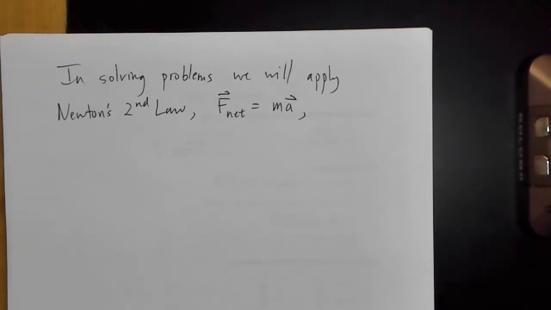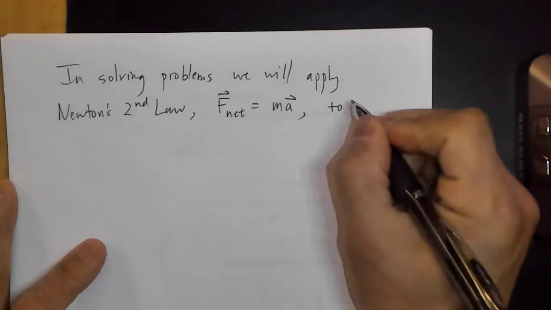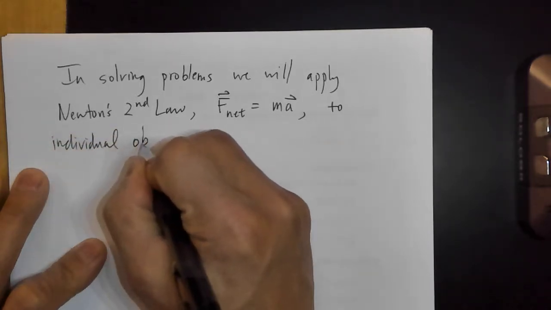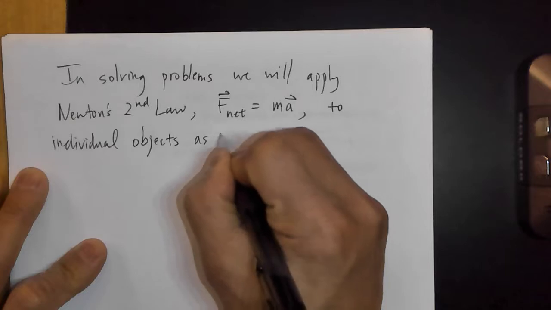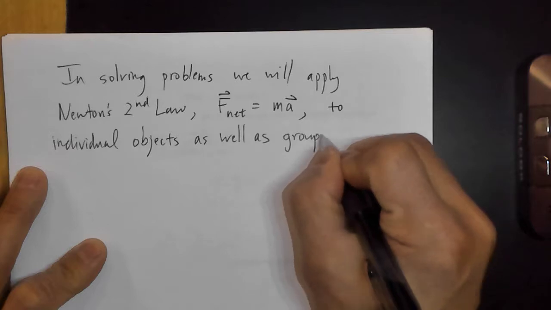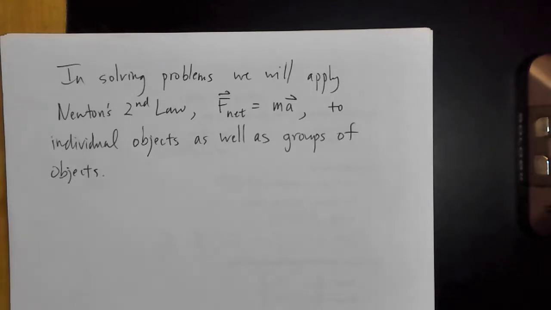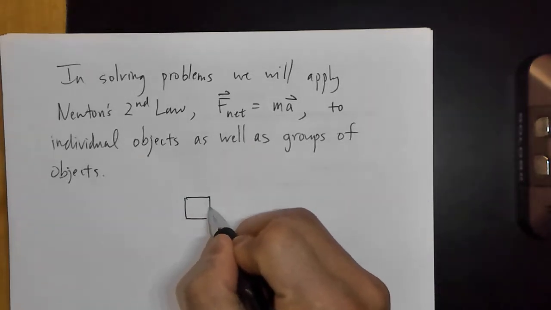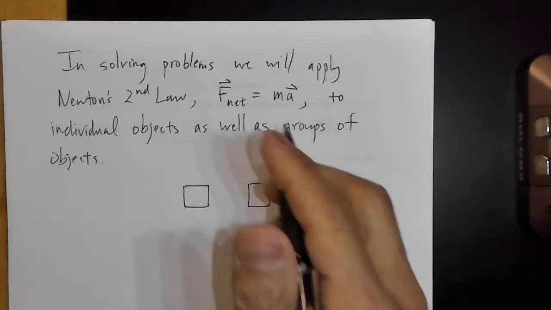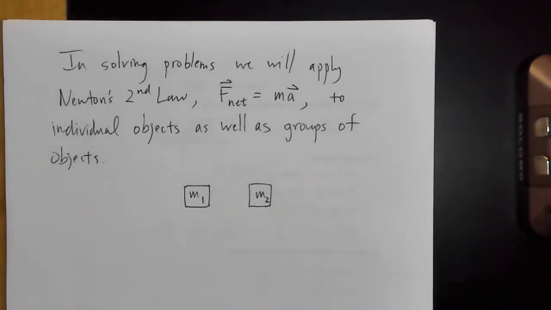You can remember the net force is the sum of all the forces on an object. And we'll apply this to individual objects as well as combinations or groups of objects. Okay, for example, suppose we had some sort of a problem. Let's suppose I have two blocks here, and they have masses, let's say M1 and M2. M will be the generic symbol we use for mass.